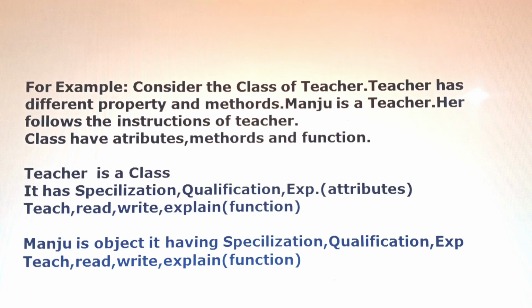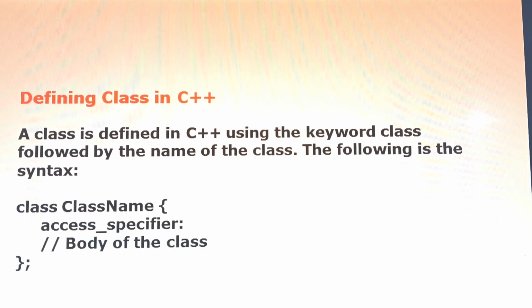Once we define the class, we cannot use it as it is. How can we implement the class? With the help of an object. Without objects we cannot use the class members. That is the idea: what is a class and what is an object? Okay. Defining a class in C++. How to write a class in C++?